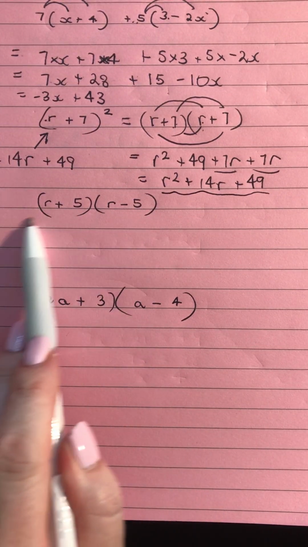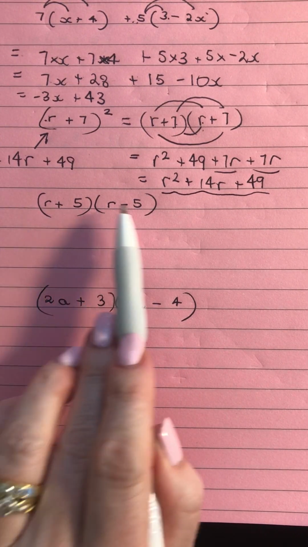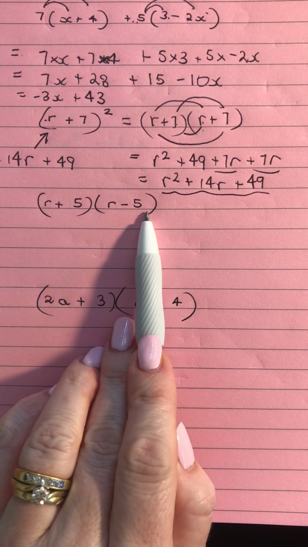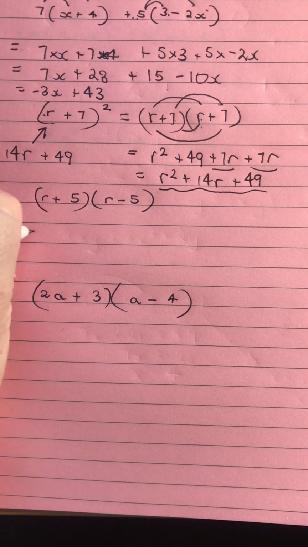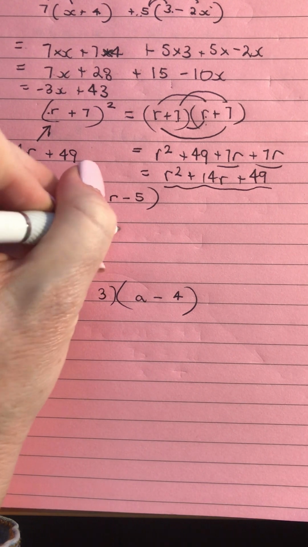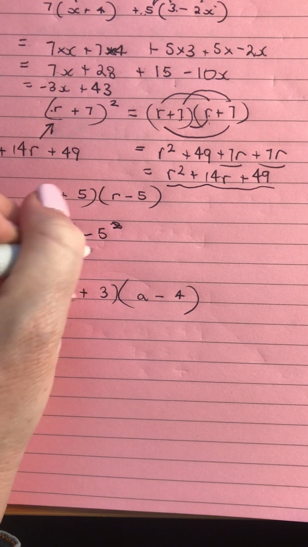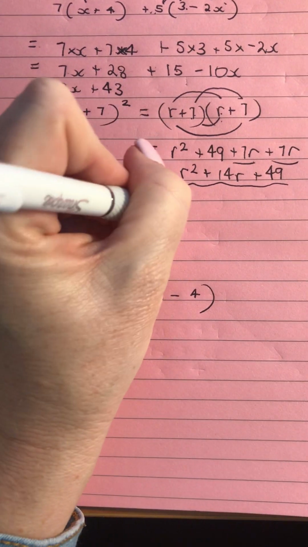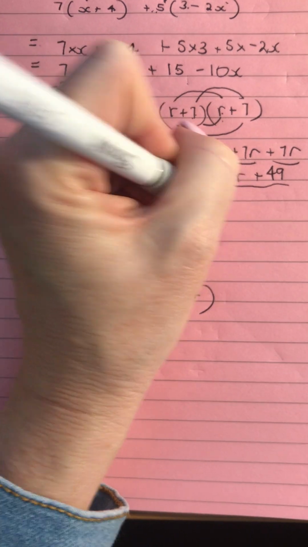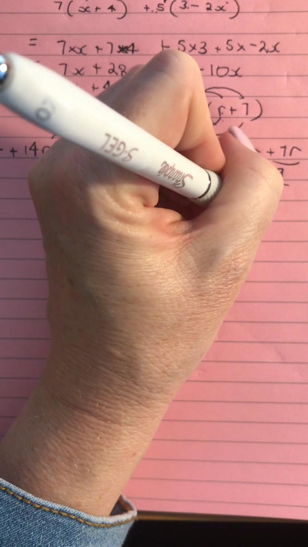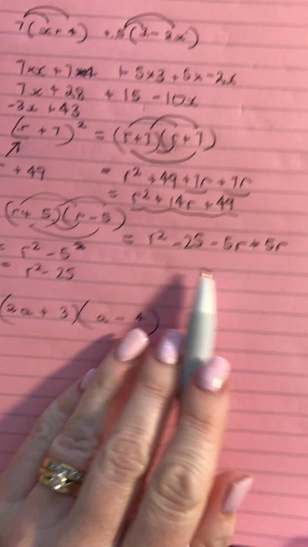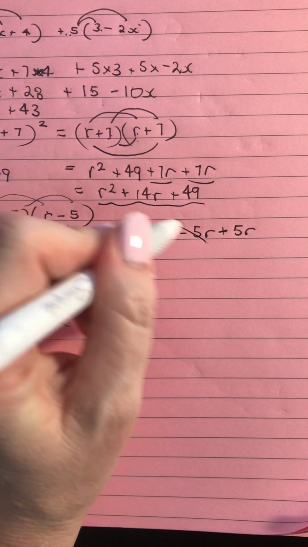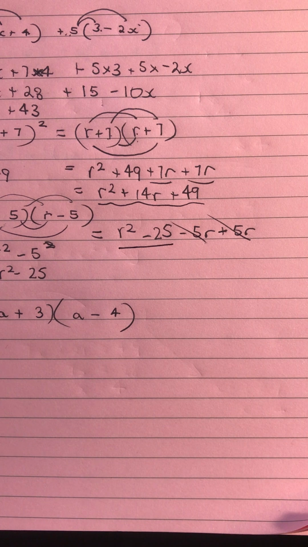Here we've got our difference of two squares. So we know when we see a plus and a minus and we have the same two things in each bracket, that means we can go straight to r squared take 5 squared, which is r squared take 25. If we didn't remember that, we could do it the long way, and we would go r times r is r squared, 5 times minus 5 is minus 25. Then we've got r times 5 is minus 5r, and 5 times r is 5r, and we can see we get the minus 5r plus 5r, they cancel out, and we're left with the r squared minus 25.